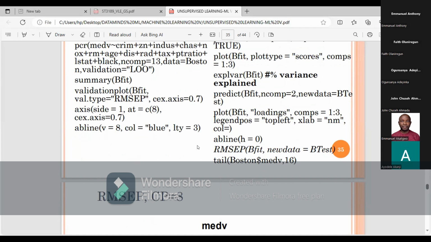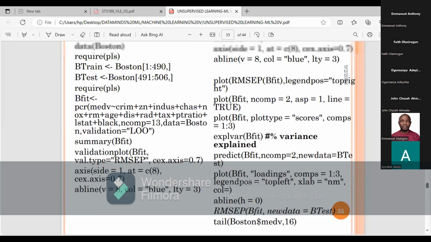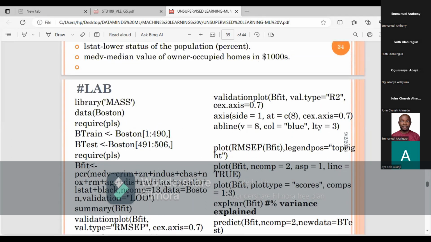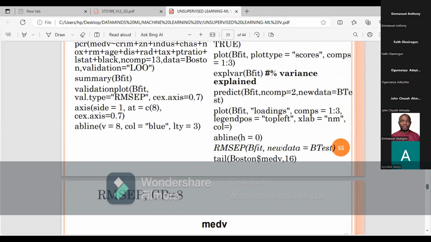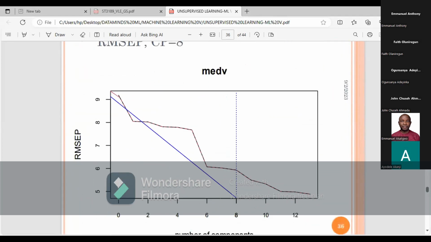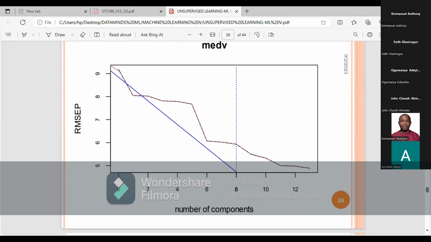Then we do other things. These are the plots, which I'm still going to explain later. Now, this plot is telling us that out of the 12, 13 variables, at point 8 we can cut it. That means from 1 to 8 is sufficient to describe what happens in the data set.